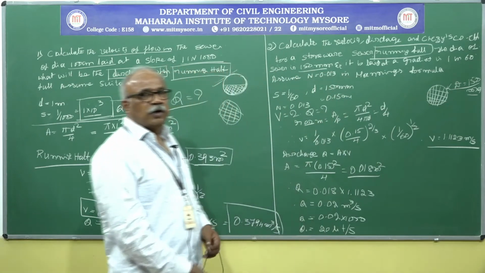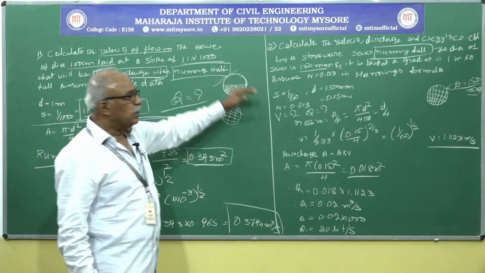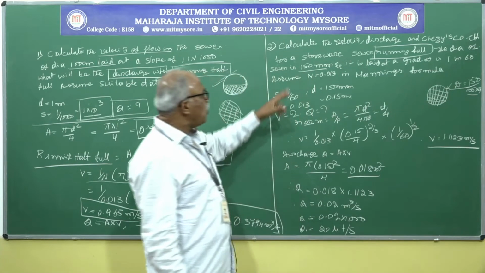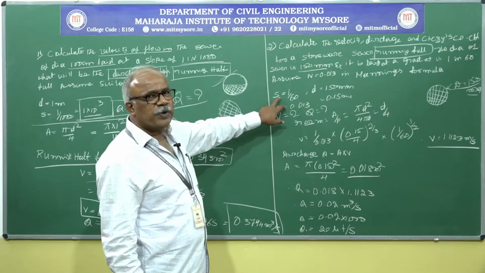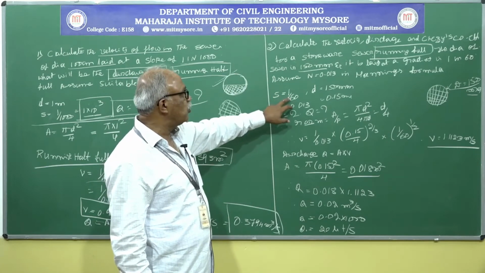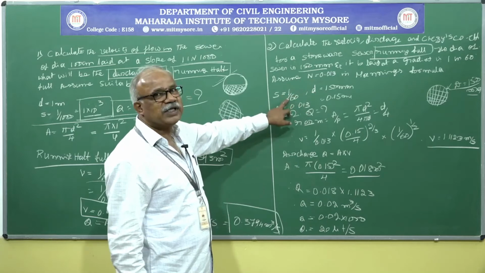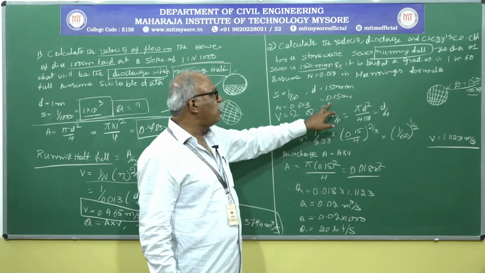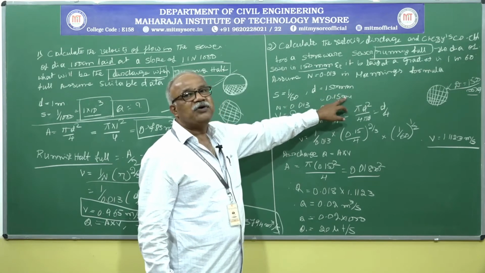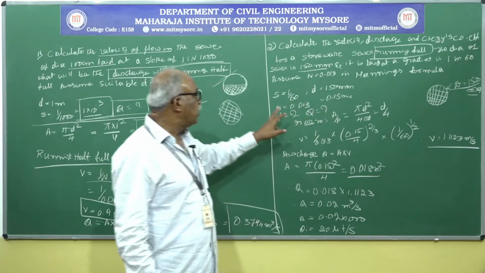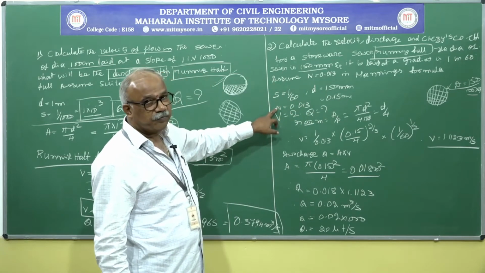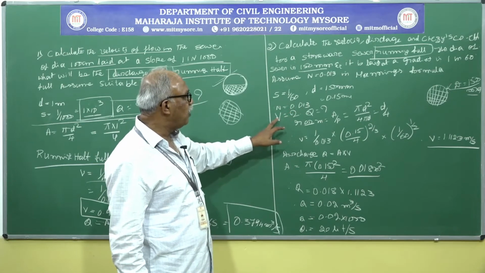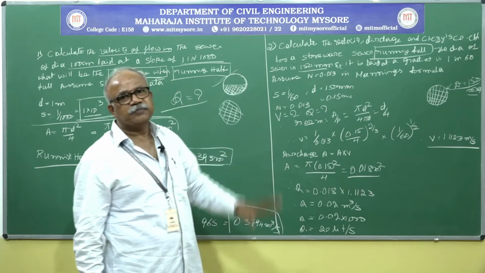Clear? The first case half full, second case full, running full. According to the problem, the slope is given, that is S is equal to 1 by 60. The diameter of the pipe is also given, that is 150 mm or 0.15 meter. Next, the n value is given, that is 0.013. We have to calculate velocity as well as discharge.